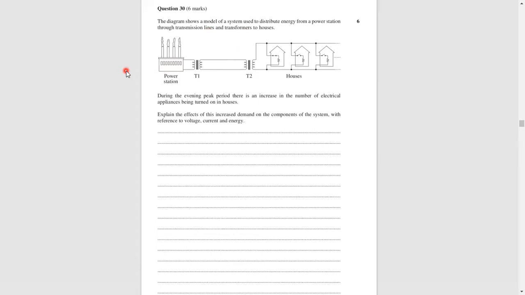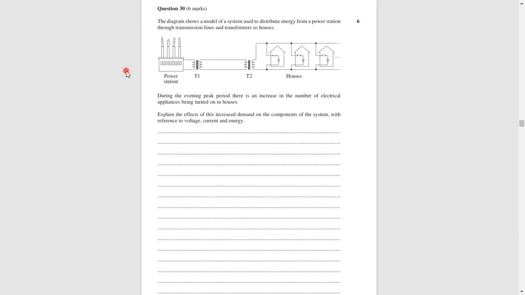Okay, so here you've got a question showing a model of a system used to distribute energy from a power station through transmission lines and transformers to houses, for 6 marks. During the evening peak period, there is an increase in the number of electrical appliances being turned on in houses. Explain the effects of this increased demand on the components of the system with reference to voltage, current, and energy.